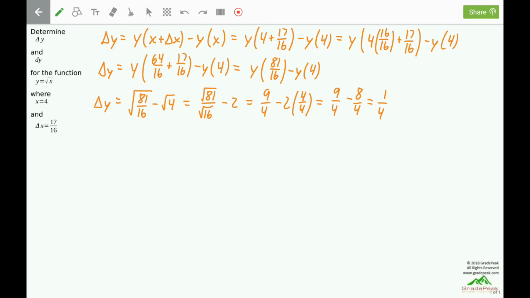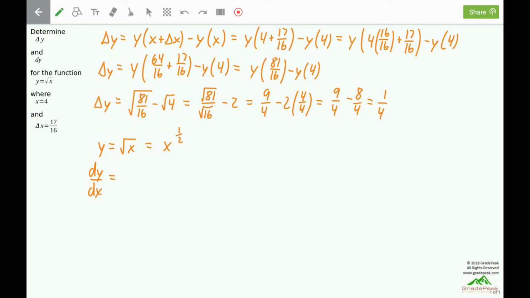The next thing we want to determine here is going to be dy, and dy is found by taking the derivative of the function y. Y equals the square root of x here. Since we have to take the derivative, we will want to rewrite this as a fractional exponent. This is x to the first power, second root, x to the 1/2 power. When we take the derivative, we will want to use the dy dx notation.